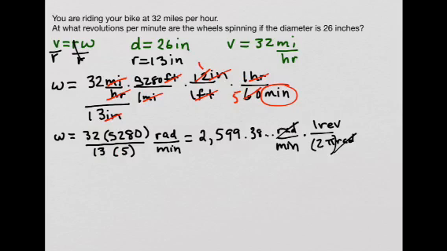Okay, so let me see something. I put something wrong here. Alright, so then this means that it's going to be 413.7 RPMs, revolutions per minute.